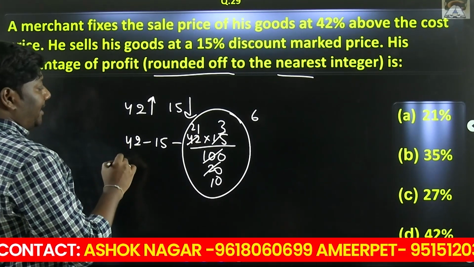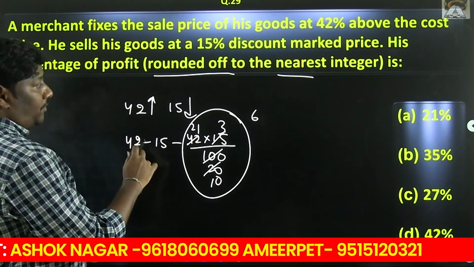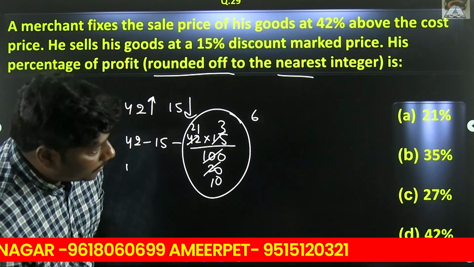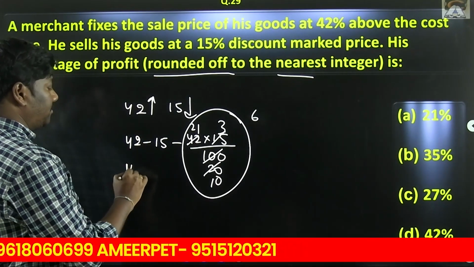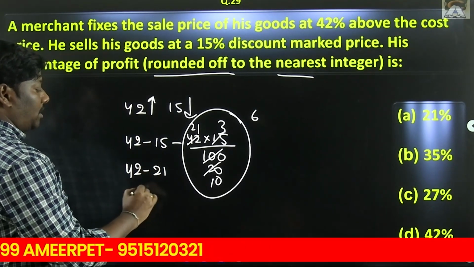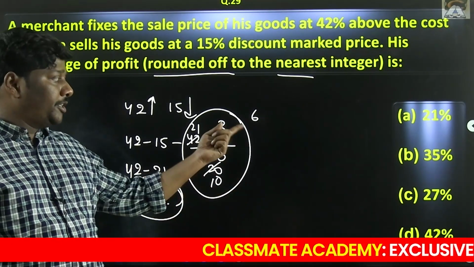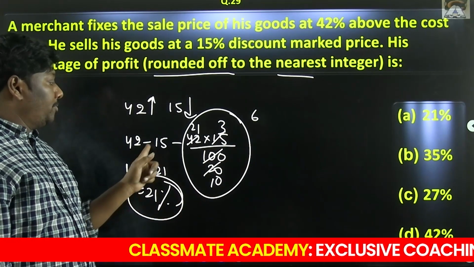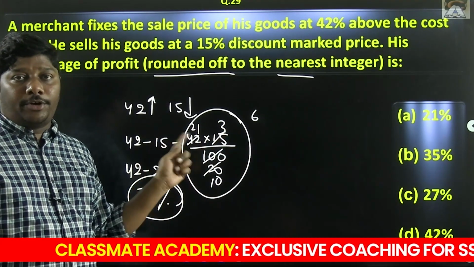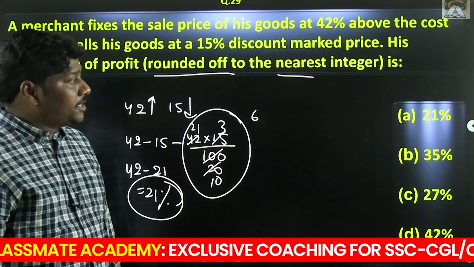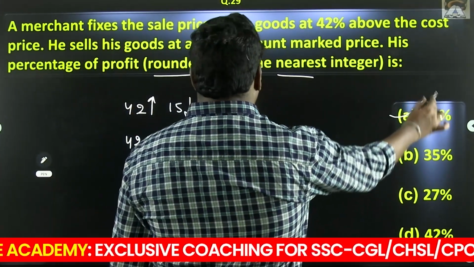Okay. So you can take it as 42 minus 15 or else 42 minus 21 you take it. So what is 42 minus 21 you have? Here 21%, because that's the nearest integer. 6.3 you are taking it as 6 only. 42 minus 15 minus 6 is 21. 42 minus 21 is simply 21% profit you are getting. So closest you can answer it.